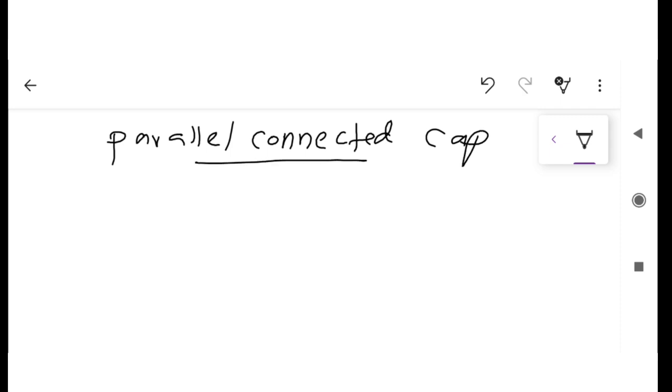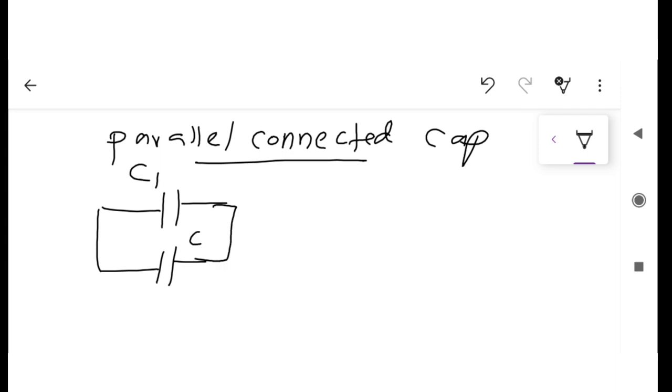Okay, next one is capacitors when they are connected in parallel. This is the circuit of the parallel connection of capacitors. This one is C1, this one is C2, and this is the electromotive force, which means the battery. Then we can redraw this circuit as an equivalent capacitance.